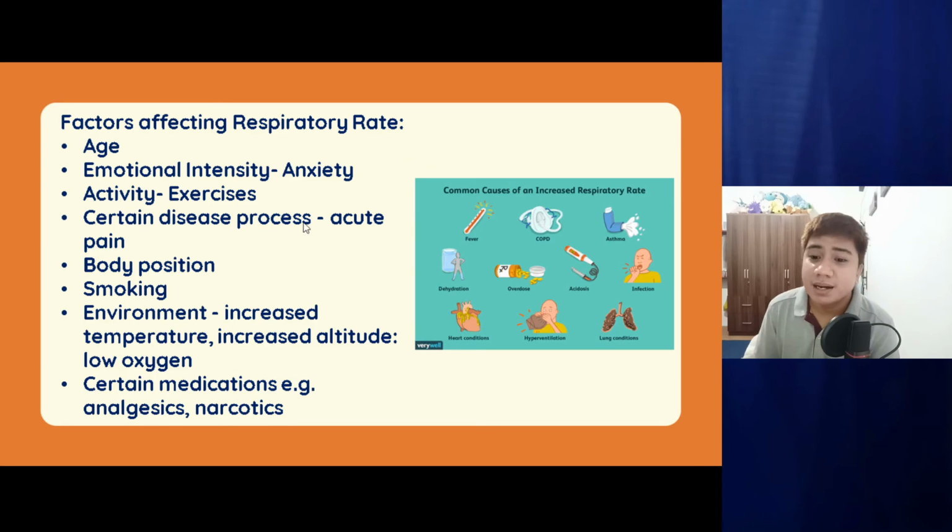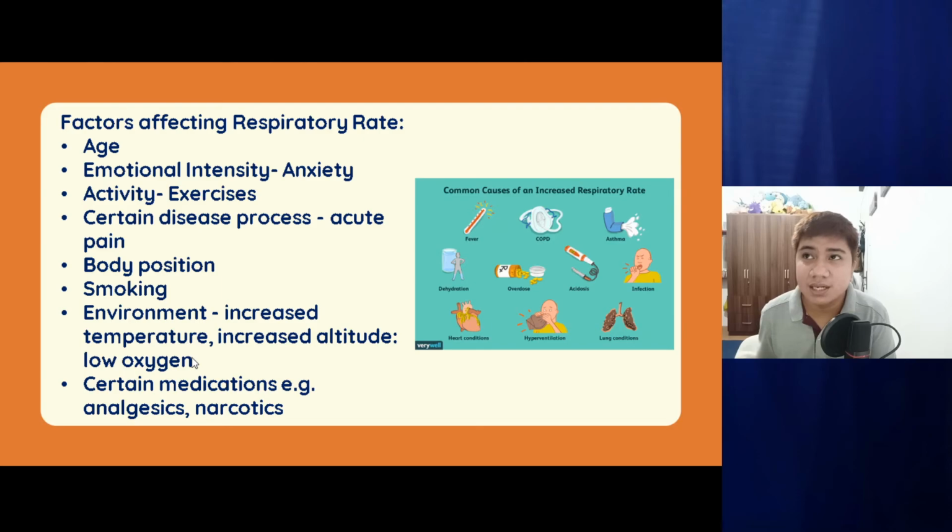If you feel pain, your breathing becomes fast and irregular. Or the body positioning also. Some people cannot breathe well when lying down, as if they are drowning. So usually they sit or stand. Okay? For smokers, remember, smoking can affect your breathing, especially the effect of nicotine and other harmful chemicals in your cigarette. Okay?